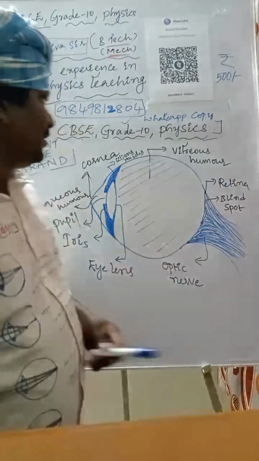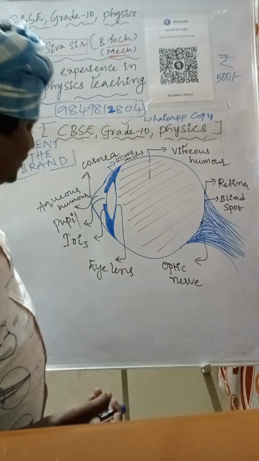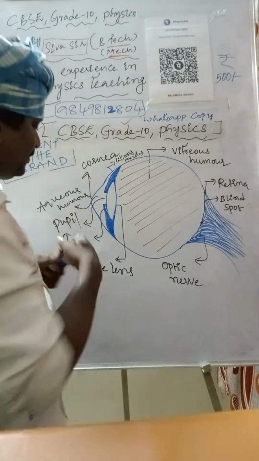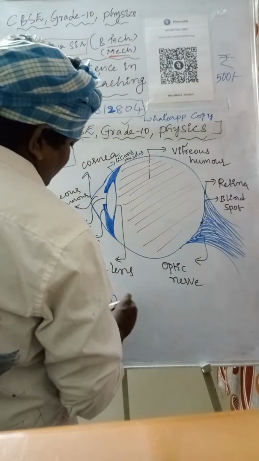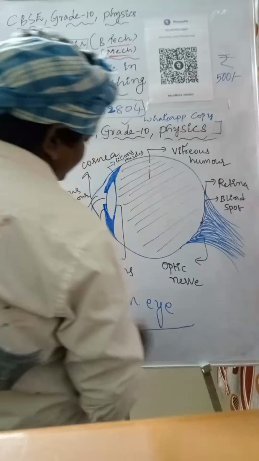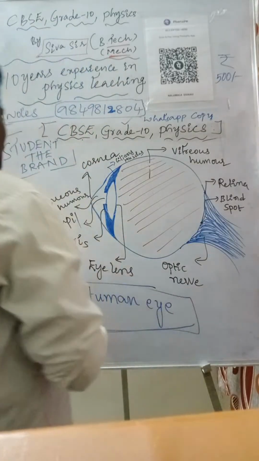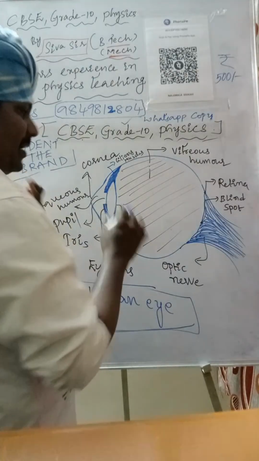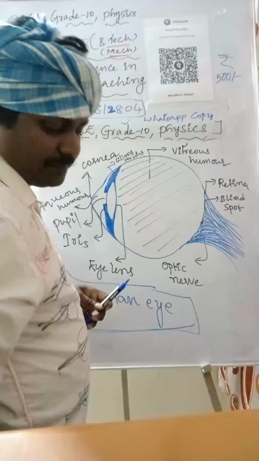So this is about the human eye and its parts. Next we will discuss refractive defects.